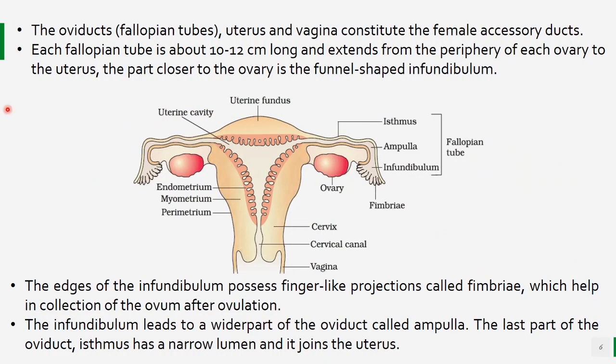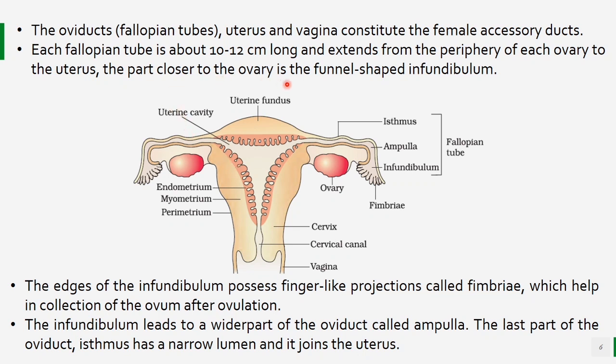The oviducts or fallopian tubes, uterus, and vagina, these three parts constitute the female accessory ducts. Each fallopian tube is about 10 to 12 centimeter long, and it extends from the periphery of each ovary to the uterus.